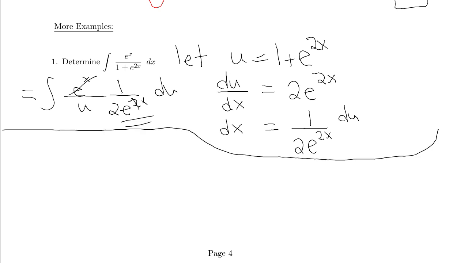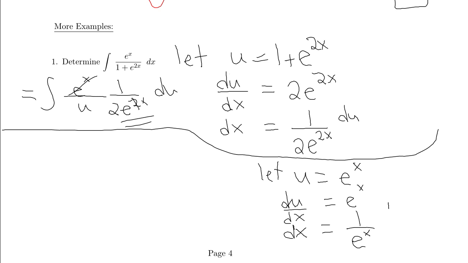I should choose something else. So what's another option? I guess e to the x. That's really my only other natural choice. So I'm going to let my u be e to the x. My du dx then becomes also just e to the x. The derivative of e to the x is just itself. And then solving for dx, I get that it's 1 over e to the x du. Okay, let's try plugging this in now.